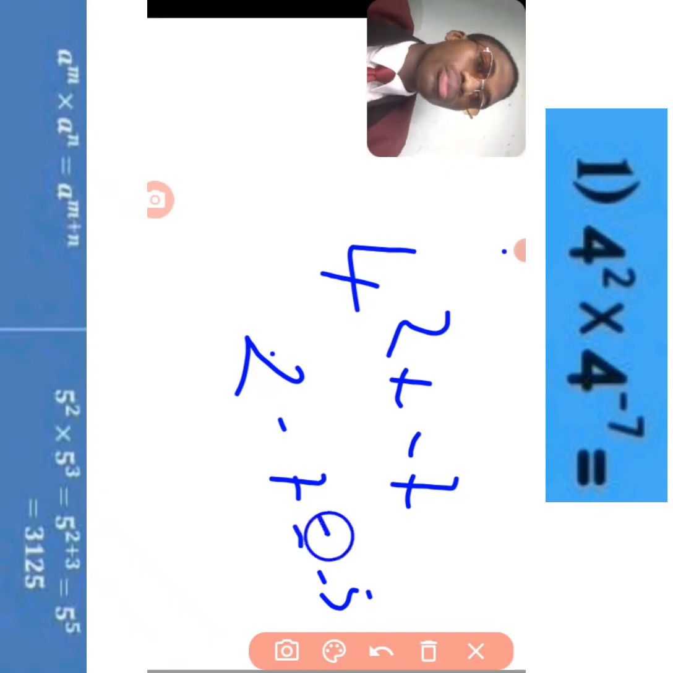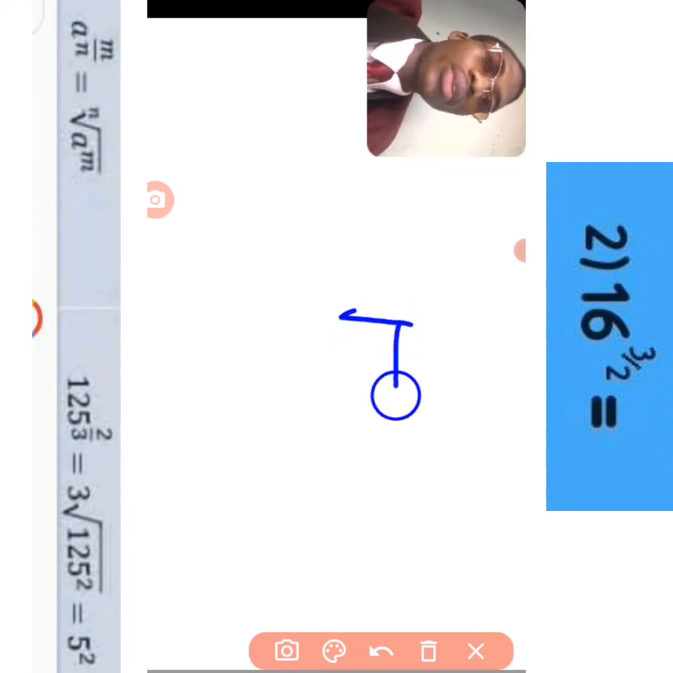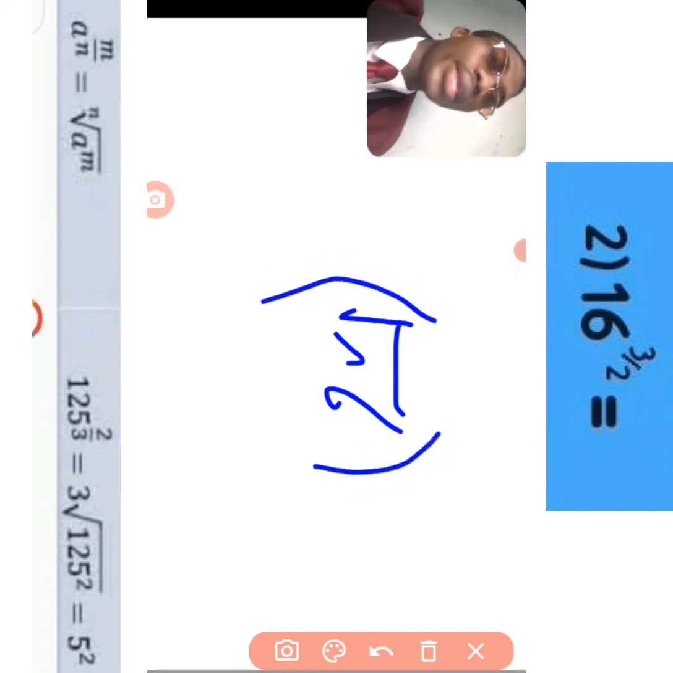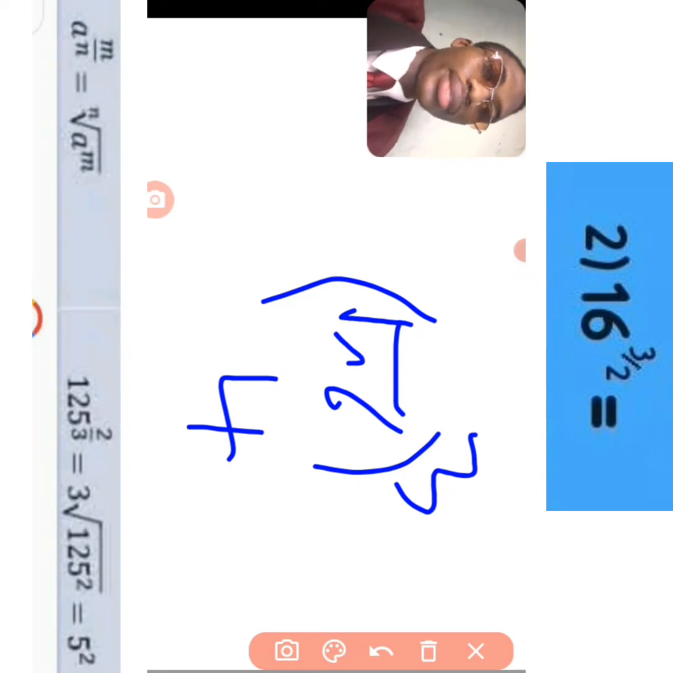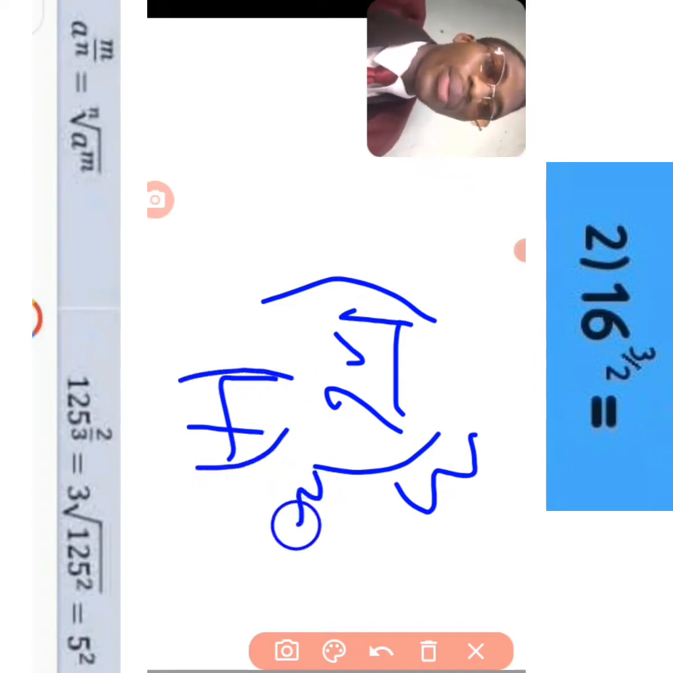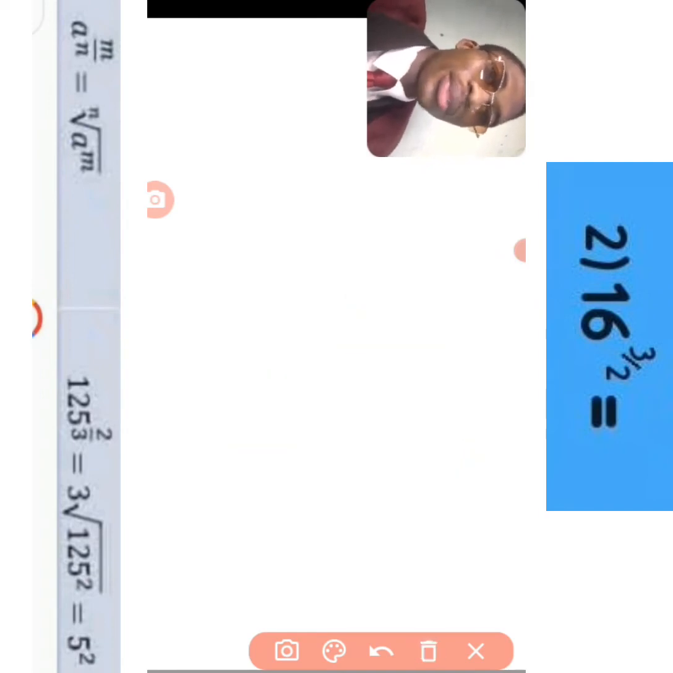Much more easily, it means we are going to take the square root of 16, and all of this raised to the power of 3. I hope you get that. The square root of 16 is equal to 4. All that now raised to the power of 3 means 4 times 4 times 4. We move on to question 3.